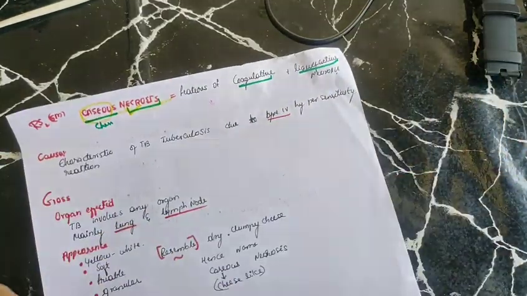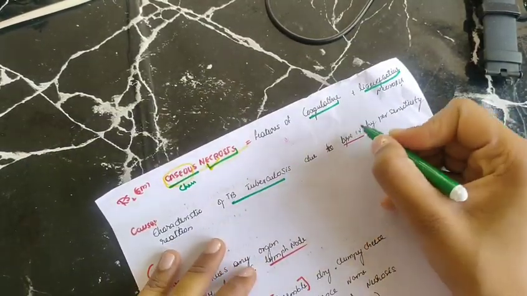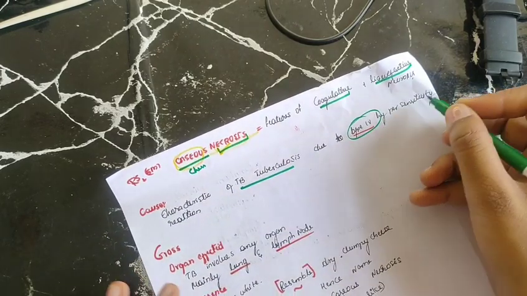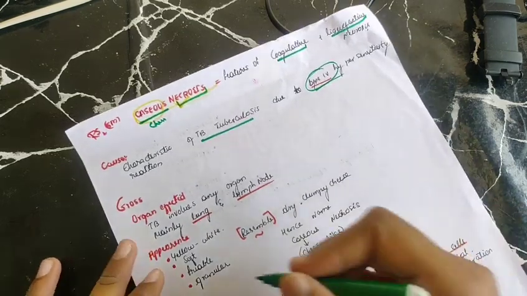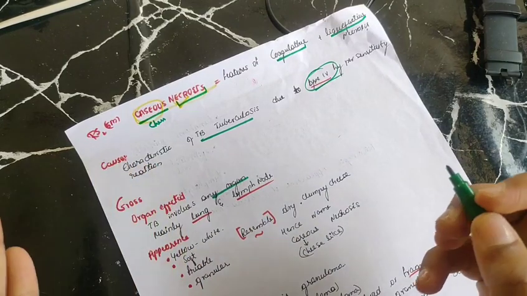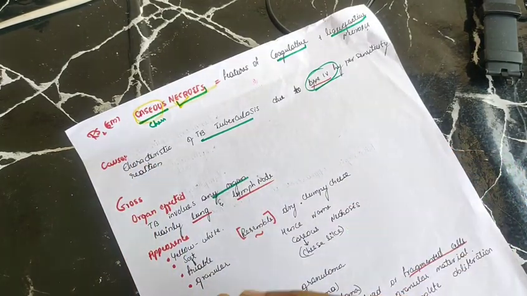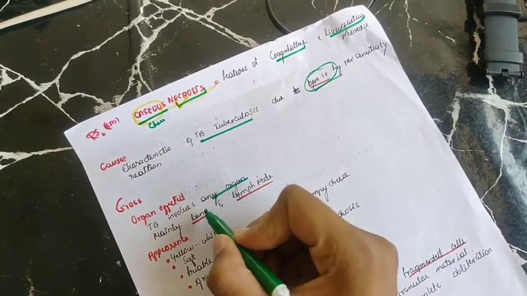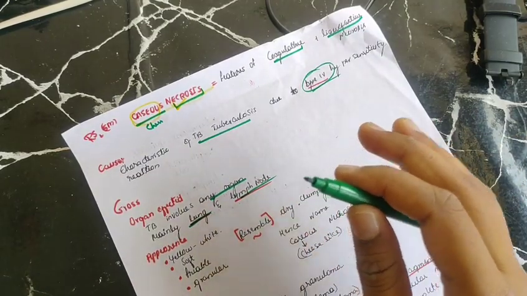Caseous necrosis, as I already told, is a characteristic feature of TB, tuberculosis. It is a type IV hypersensitivity reaction. You know there are four types of hypersensitivity reactions. This is the fourth type. Which organs are affected? TB involves all the organs, so wherever there is TB, there will be caseous necrosis. TB can infect any organ, especially the lung and the lymph node. LL, you can remember: lung and lymph node are mainly affected.